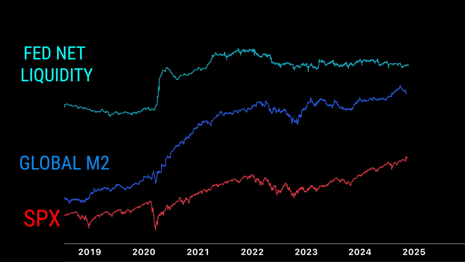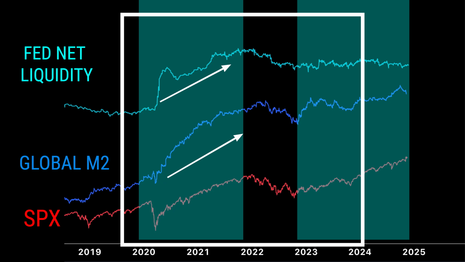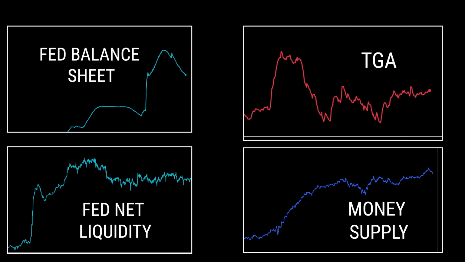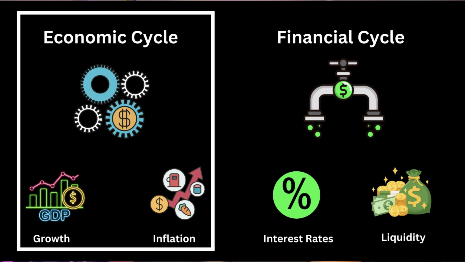In this chart, we're looking at Fed net liquidity, the global money supply growth, and the S&P 500. Now, this is a 4-year cycle, and what we see is when liquidity increases, the market performs. When liquidity decreases, the market underperforms. So all these liquidity indicators are how we track the central bank and the government's actions that impact liquidity as a whole. Now let's move on to the economic cycle.